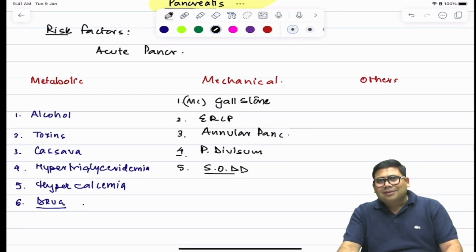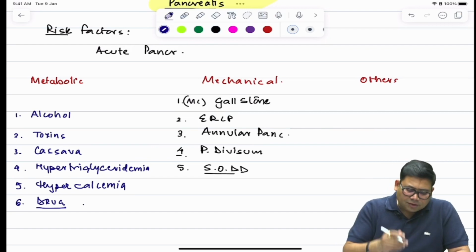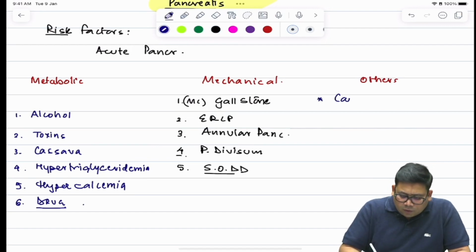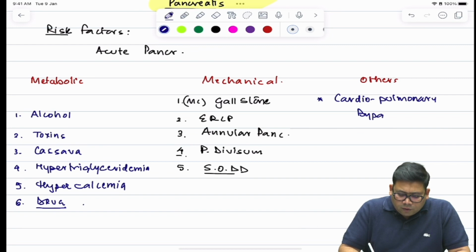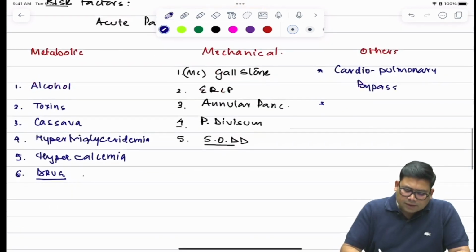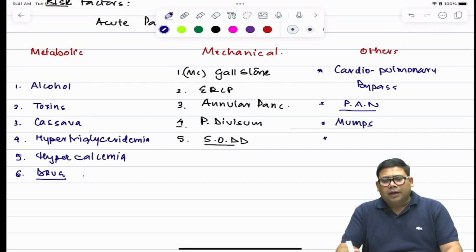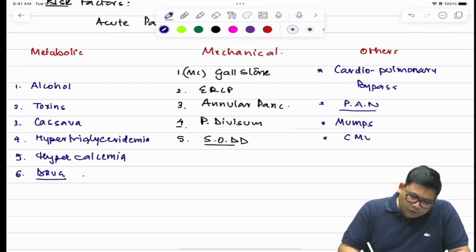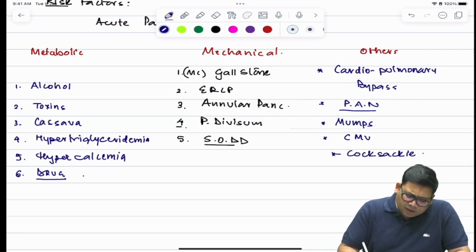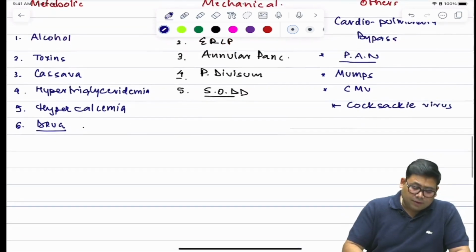When we talk about the other causes of acute pancreatitis, what are they, students? Cardiopulmonary bypass. This is one. Do you know we have something known as polyarteritis nodosa. Then you may have heard of mumps orchitis, mumps pancreatitis, mumps parotitis. Yes, we have that. Cytomegalovirus, Coxsackie virus, all these are risk factors for acute pancreatitis.